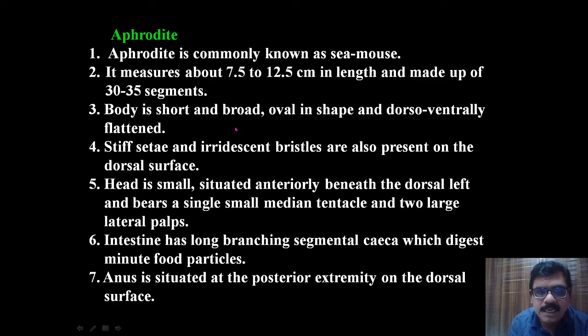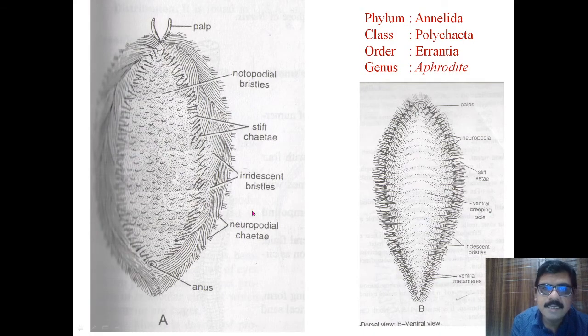So these are the characteristics of Aphrodite, and this is the diagram. It has the stiff chaetae and the iridescent bristles. At the terminal end it has the anus. The head has a median tentacle and a pair of palps.